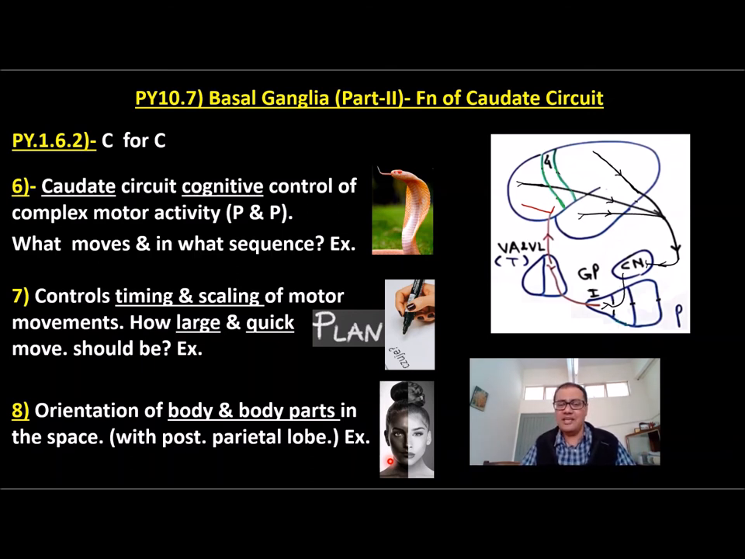So these three are the main functions of caudate circuit. But C for C, caudate circuit is for cognitive control. This holds the key.